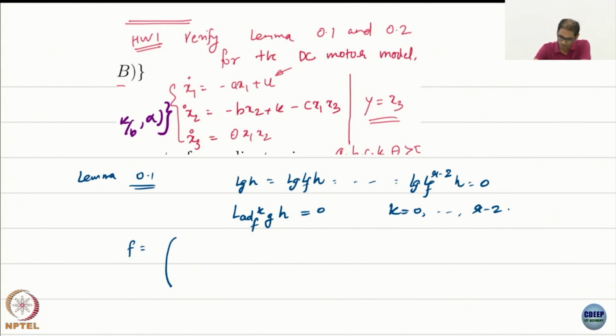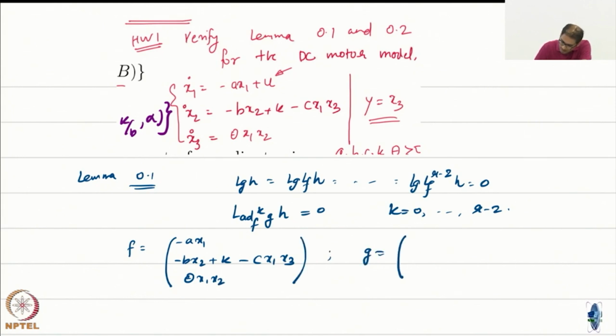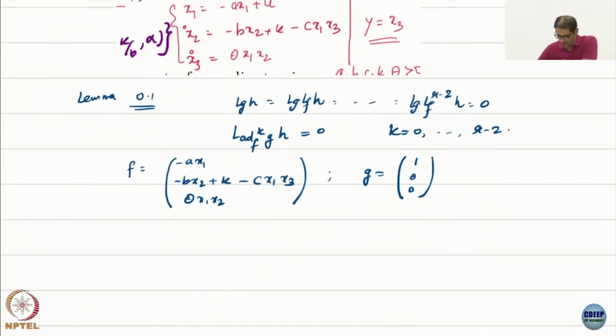Let's start. Minus a x1. Okay. Second component. Yeah, the whole thing, right? Third component. Excellent. Everything without the control. And g is excellent. Yeah, great. Okay. What is h of x?